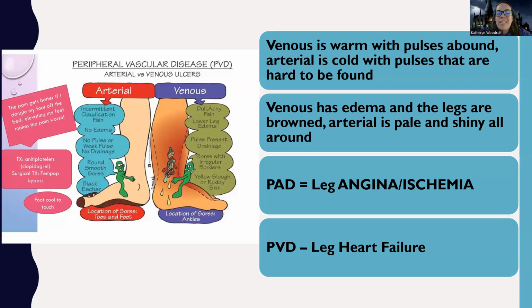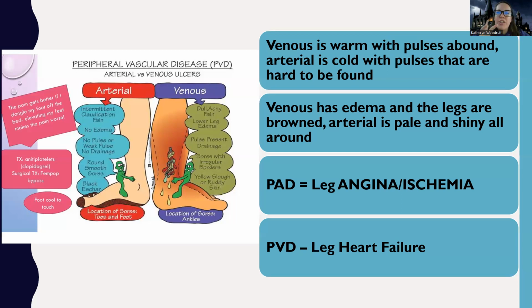So think of this like leg heart failure. There's this accumulation of fluid, so this is like the opposite of arterial. There are really strong pulses. It's really warm because there's a ton of blood just pooling around there. They're usually going to have lots of swelling. And when they have ulcers, a lot of times they're more in the calf area, around the legs, sometimes around the ankle.